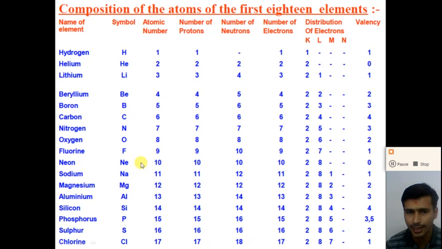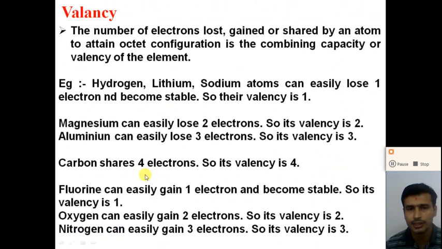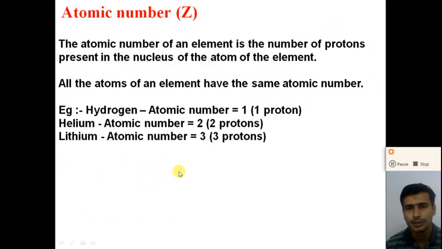the atomic number of fluorine is 9, neon is 10, sodium is 11, magnesium 12, aluminium 13, silicon 14, phosphorus 15, sulfur 16, chlorine 17, and argon 18, right? So this atomic number of the different elements represents the number of protons in the nucleus.